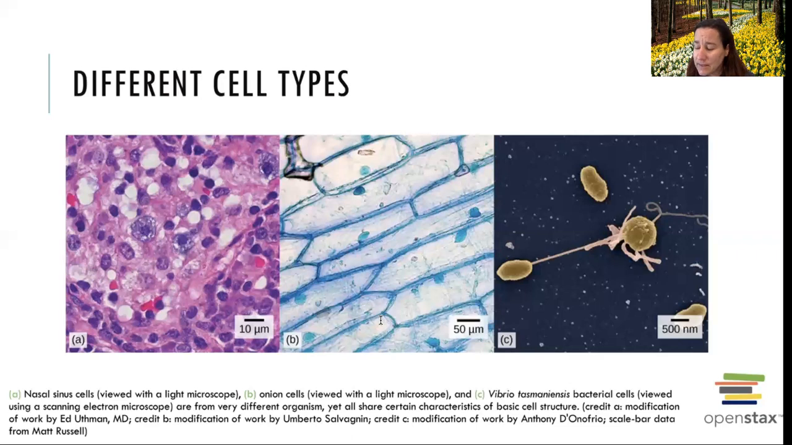So we can see cells here. These are sinus cells in pink here. If you're looking at your sinuses, if you took a slice of that and put it under a microscope, that is what you would see, these pink cells.